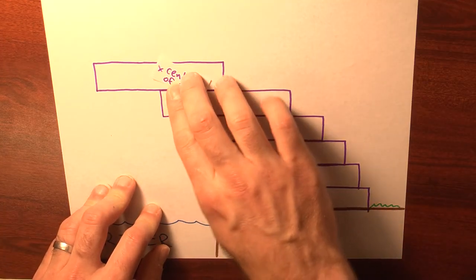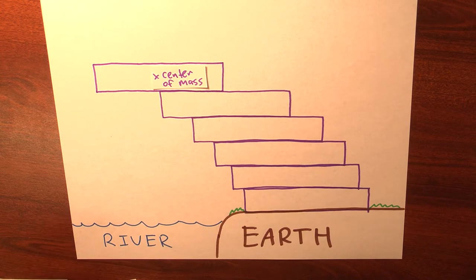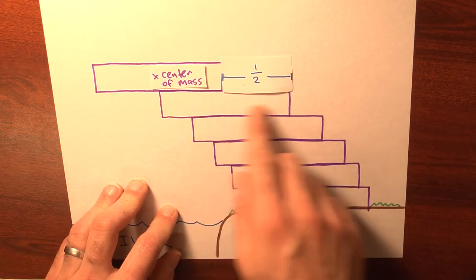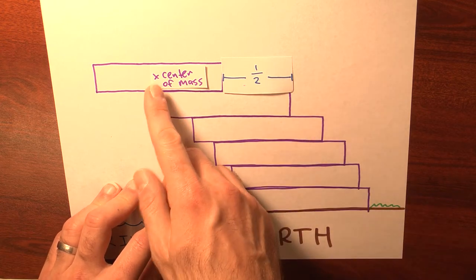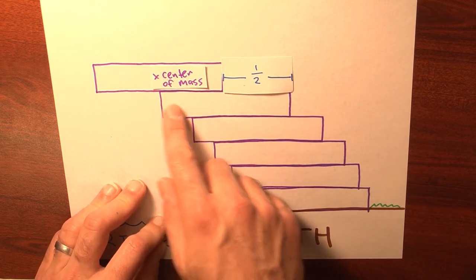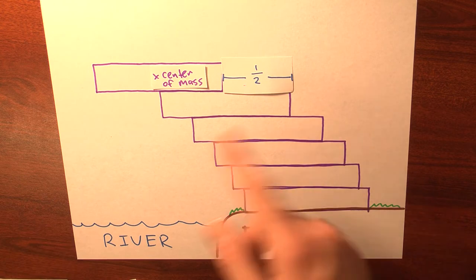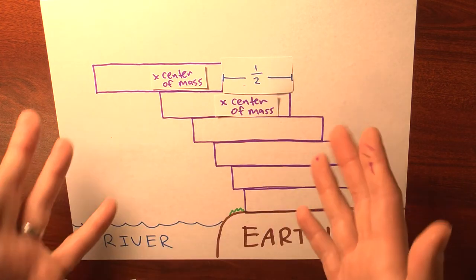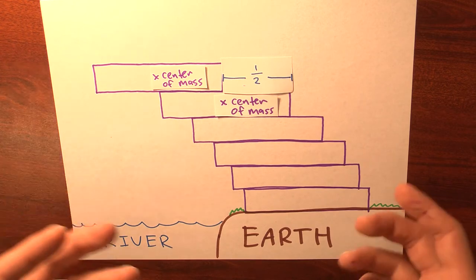I need to check that the configuration is stable. The center of mass of the top block is smack in the middle of the top block. And since I pushed the top block over half a block from the second block, that puts the center of mass of the top block right above the edge of the second block, so it's stable. What about the second block? Well, the center of mass of the second block is right in the middle of the second block. But that's not so relevant.